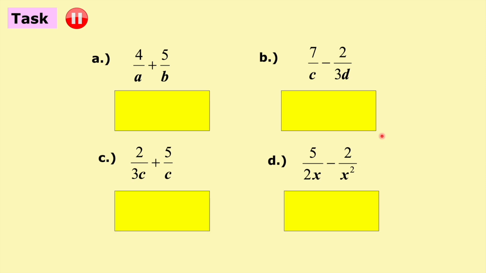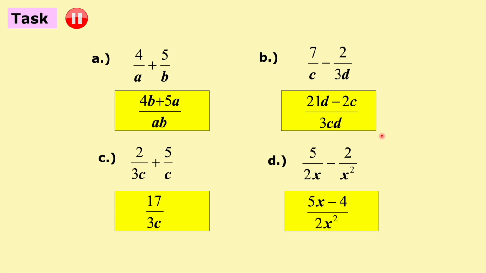So first answer, you should have 4b plus 5a over ab. For b, you should have 21d subtract 2c all over 3cd. And then for c, you should have 17 over 3c. And for d, 5x subtract 4 all over 2x squared. So well done if you think you've managed with those questions.